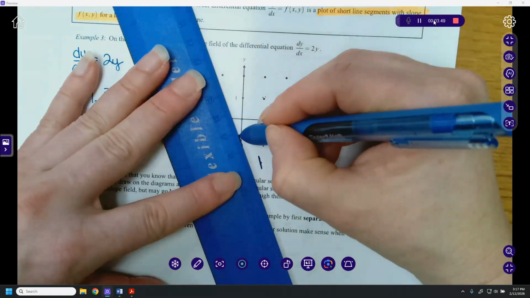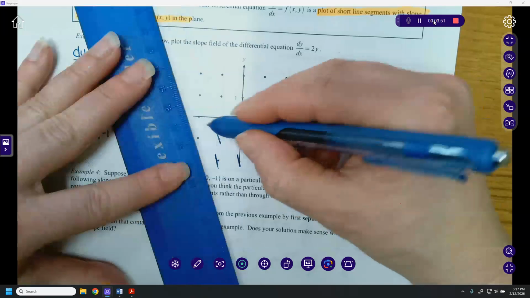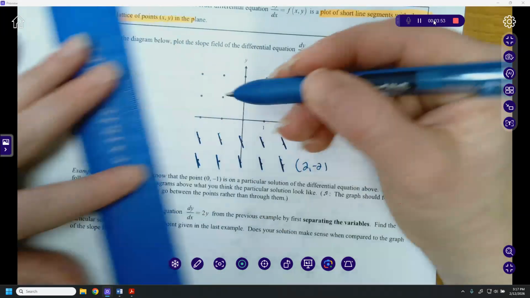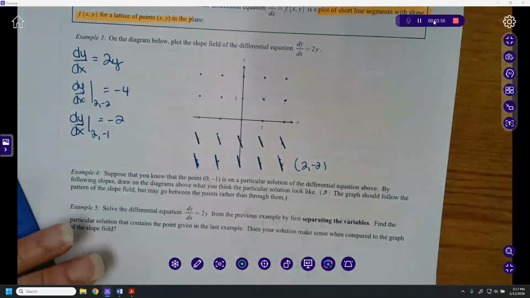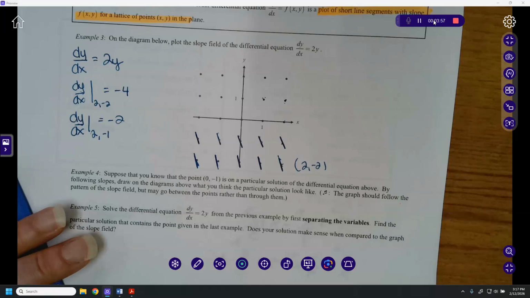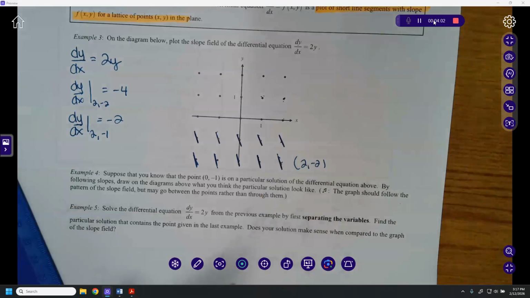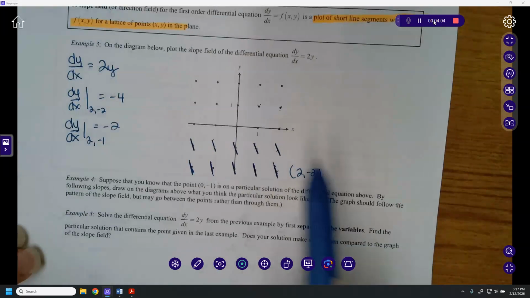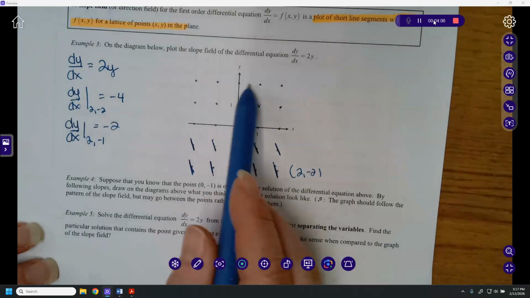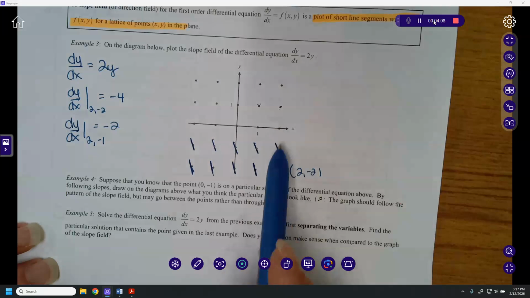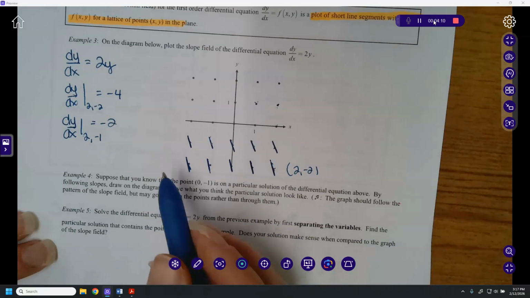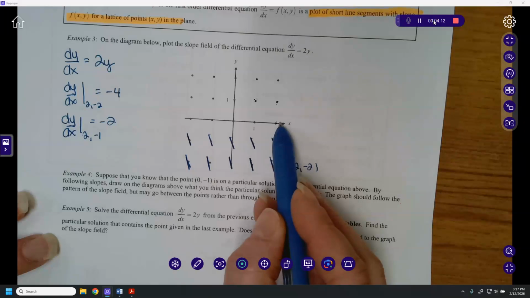Now, they're not always going to be where the y is the same, but if you figure out a pattern, use that pattern to kind of cheat so you don't have to do, in this case, 25 points. Not good.